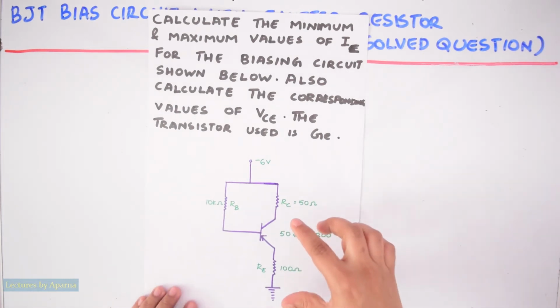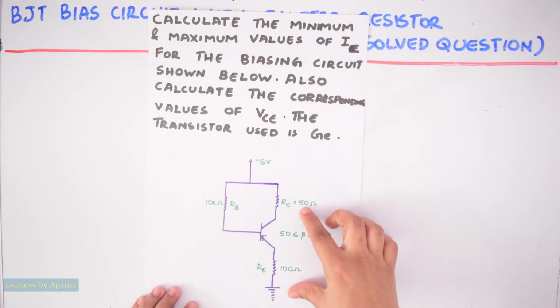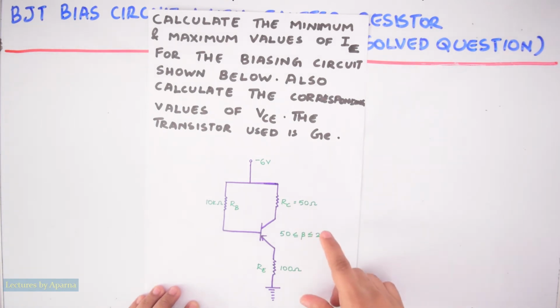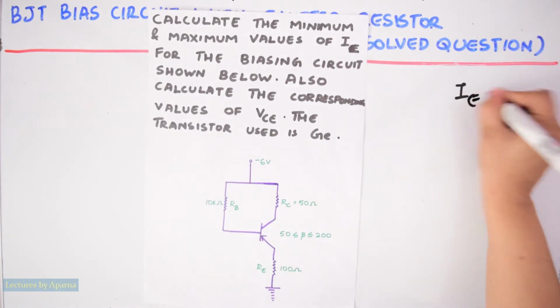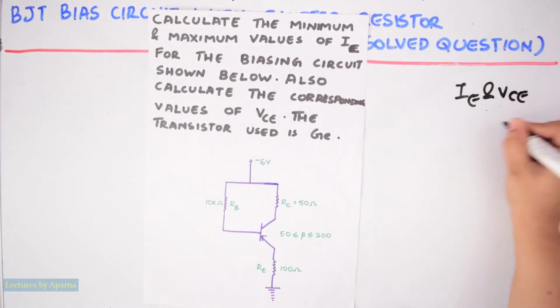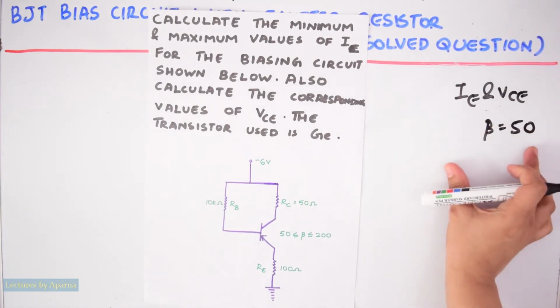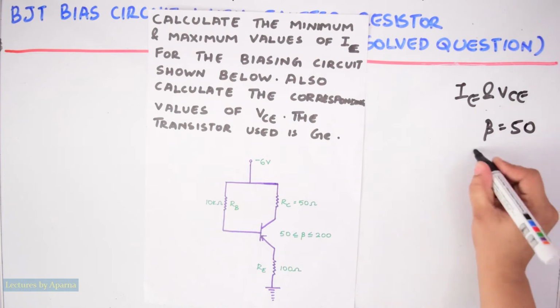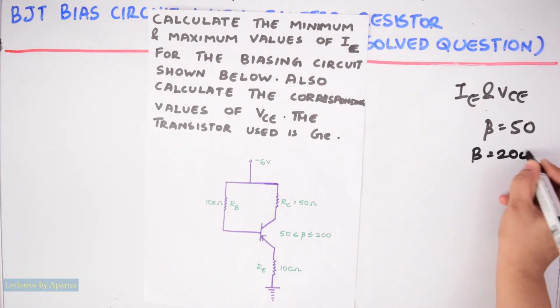This is a bias circuit with emitter resistance type of circuit. This circuit is a modification of fixed bias circuit. Only difference is that there is an emitter resistor here. So in the question we have to find IE and VCE for beta equal to 50 first. And then we have to find IE and VCE for beta equal to 200.